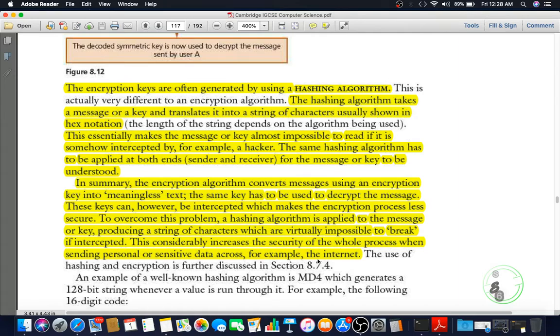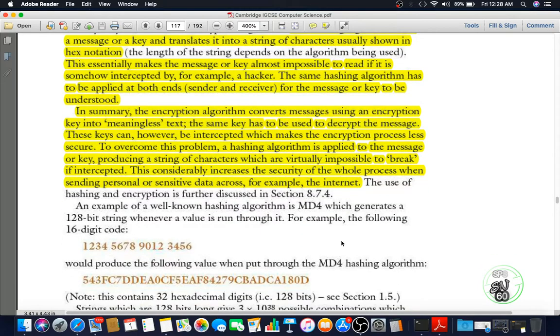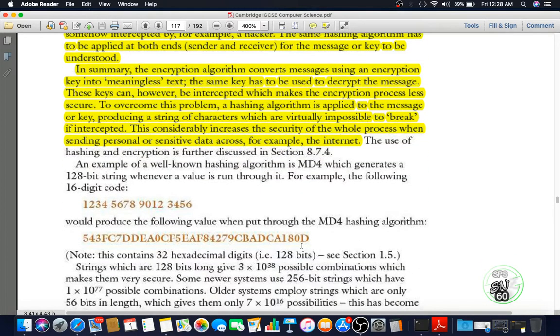Encryption key, even if a hacker gets the encryption key, he can get the message, but with the hashing algorithm, it is far more impossible to break the message. These are the points. They have discussed MD4. The use of hashing and encryption is further discussed in section 8.17.